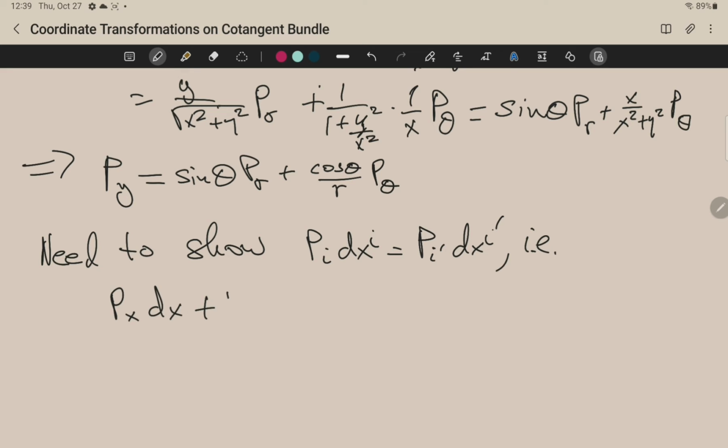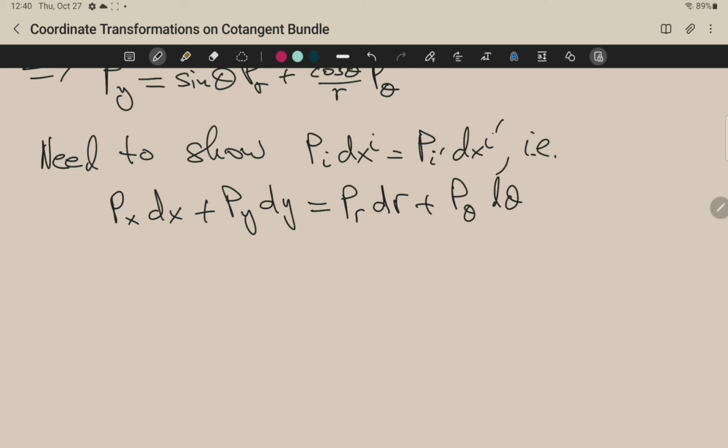So the only thing we need to do is just expand the dx and the dy. So px dx plus py dy should equal pr dr plus p theta d theta. If we can show that, then we're done. So let's start with the left hand side here and plug in for px dx and py dy.